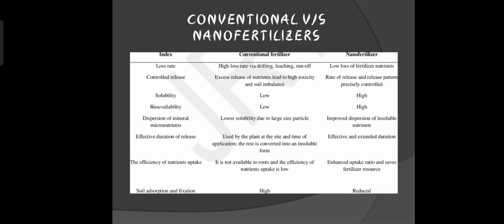The efficiency of nutrient uptake. In conventional fertilizer, the nutrient is not available to roots, and the efficiency of nutrient uptake is low. But in a nanofertilizer, the efficiency of nutrient uptake has an enhanced uptake ratio and saves fertilizer resources. Soil adsorption and fixation. Conventional fertilizers have a high soil adsorption and fixation, but in a nanofertilizer, the soil adsorption and fixation is reduced.